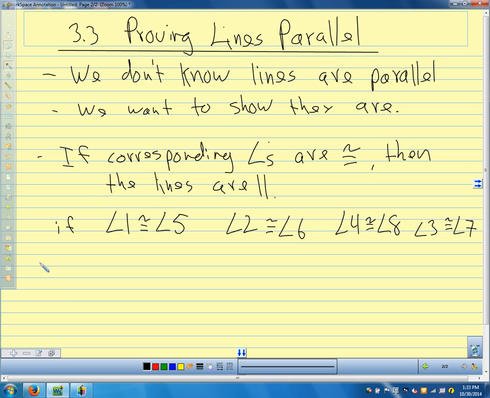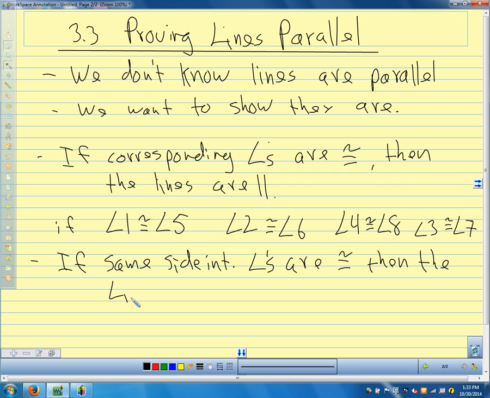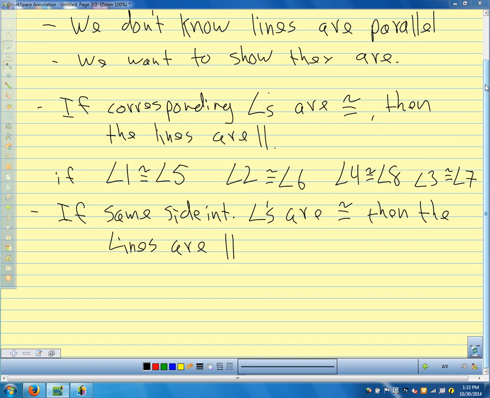All right, let's move over to the right. Consecutive interior, or same side interior. And I'll use some abbreviation here. If same side interior angles are congruent, then the lines are parallel. The upper right, consecutive interior. I just use same side interior. So that's the second way we can prove that two lines are parallel, is if same side interior angles are congruent. Same side and consecutive mean the same thing.